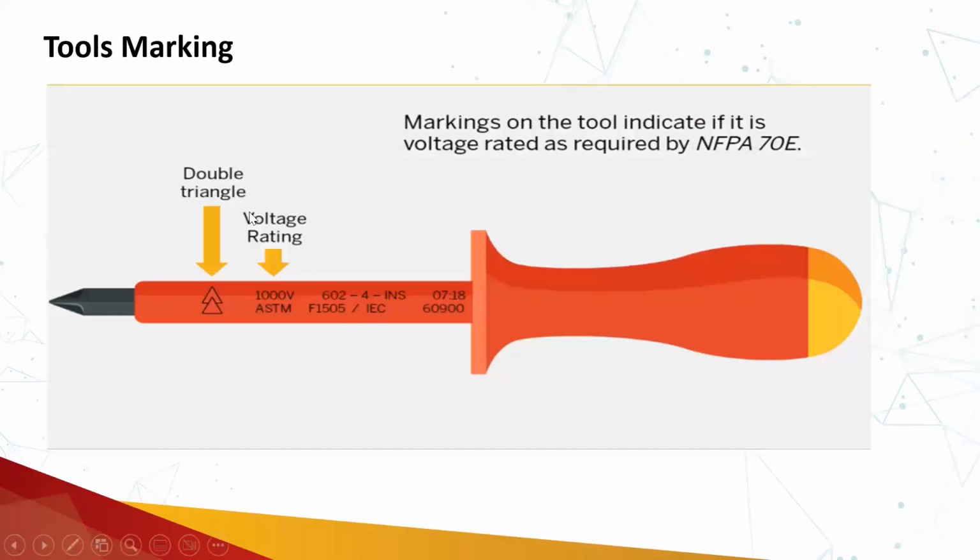This type of question you might face in an exam where you will have to look at the triangles. Double triangles mean that this tool is double insulated. Then it shows the voltage rating. So if the double triangle and the voltage rating are missing, then this particular tool does not fulfill the requirements of NFPA 70E and cannot be used.